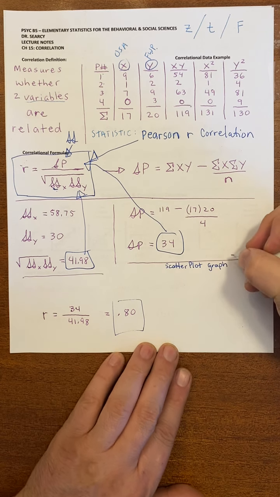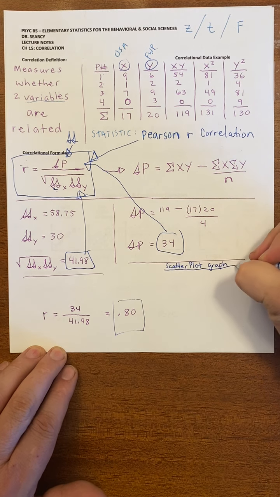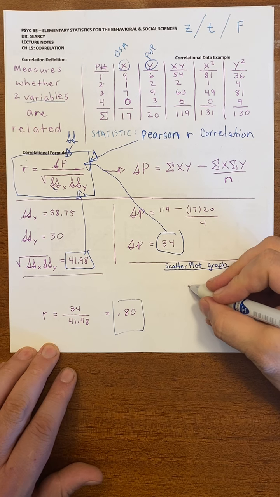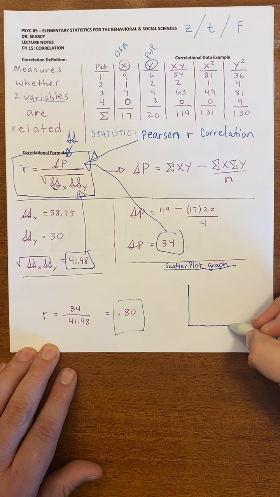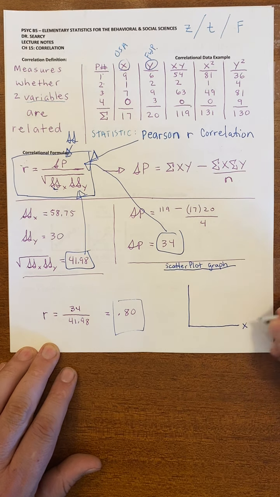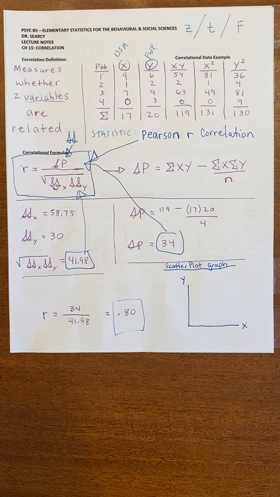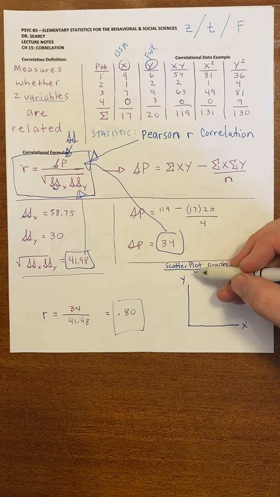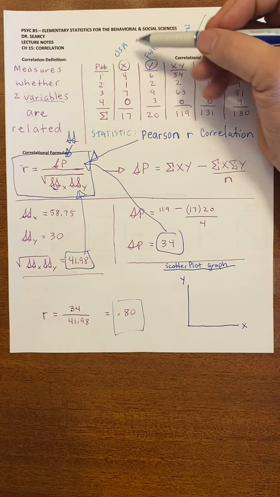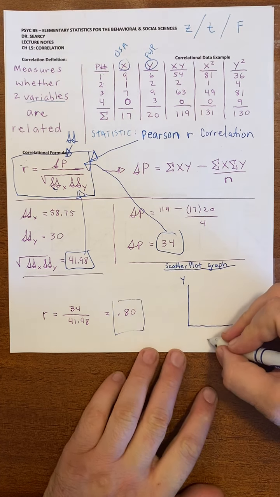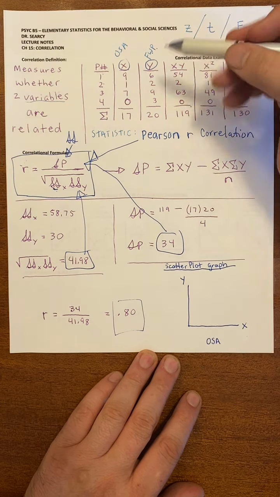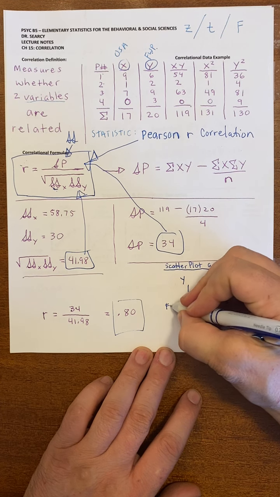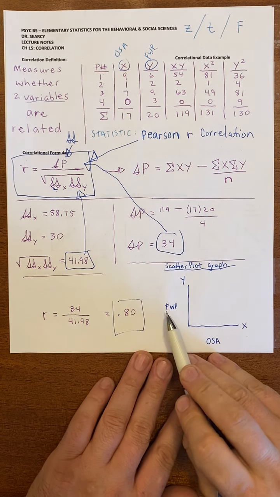plot graph. Okay. And the way the graph looks is it has a y-axis and it has an x-axis, right? So x-axis and y-axis. And we have our x and our y axes already labeled up here, right? So our x-axis is that measure of OSA, the online sexual activity, and the y-axis is our measure of FWP, the fights with partners.